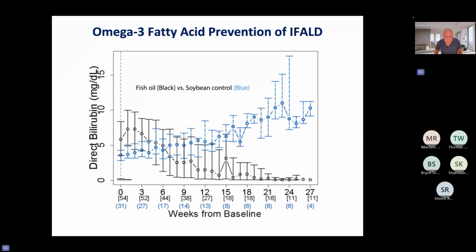The earlier studies have shown us that when we substitute fish oil, that's the black figure, versus soybean oil, the blue line, we look at direct bilirubin. This is up to 27 weeks from baseline. You see that the direct bilirubin level, obviously a marker of cholestasis, is virtually zero in patients who are managed on omega-3 fatty acids compared to those who are managed with soybean oil that have a very high bilirubin level.